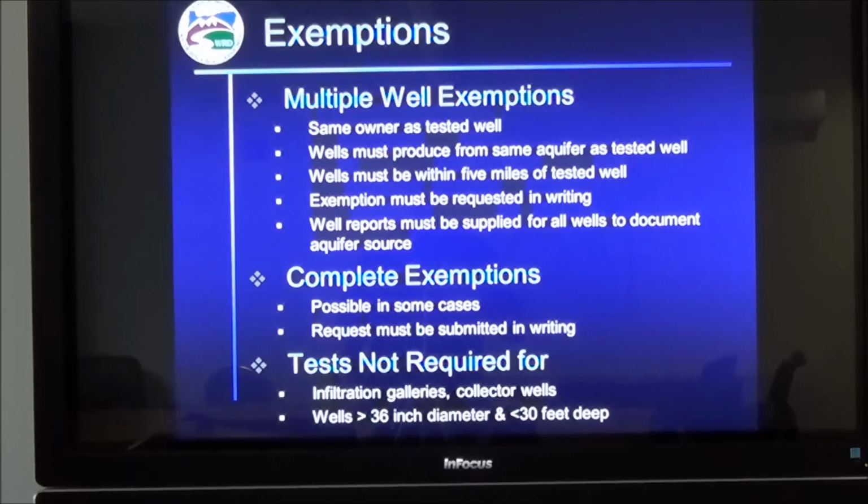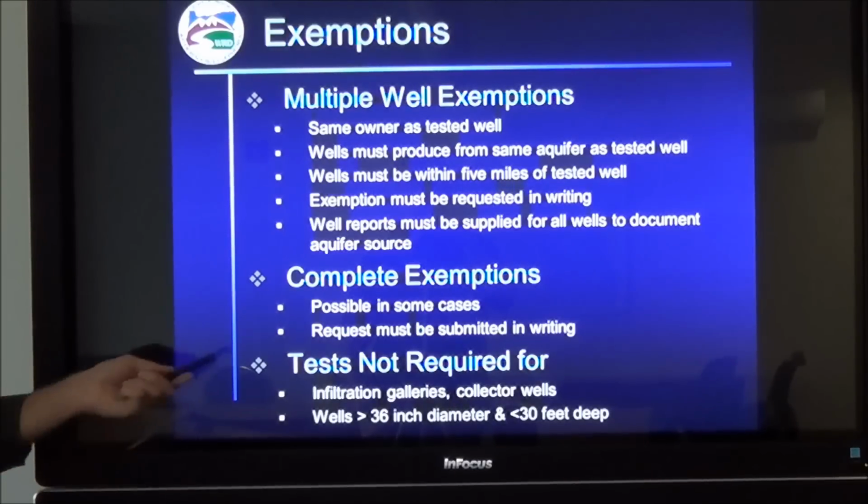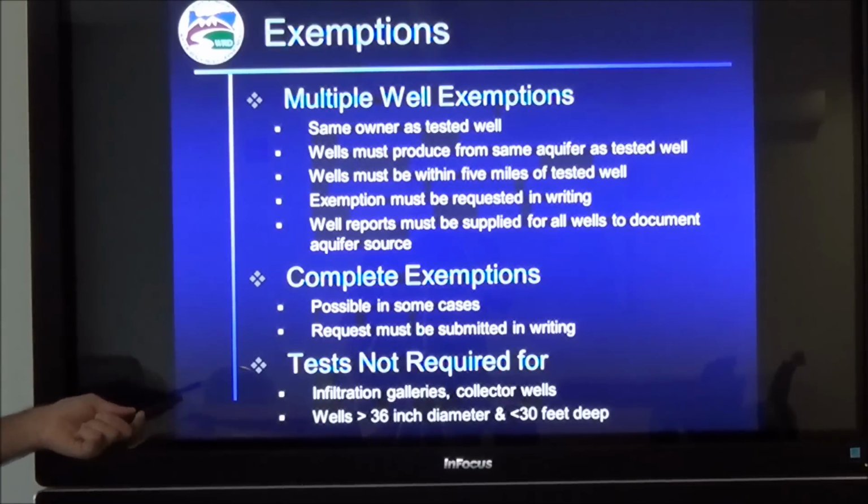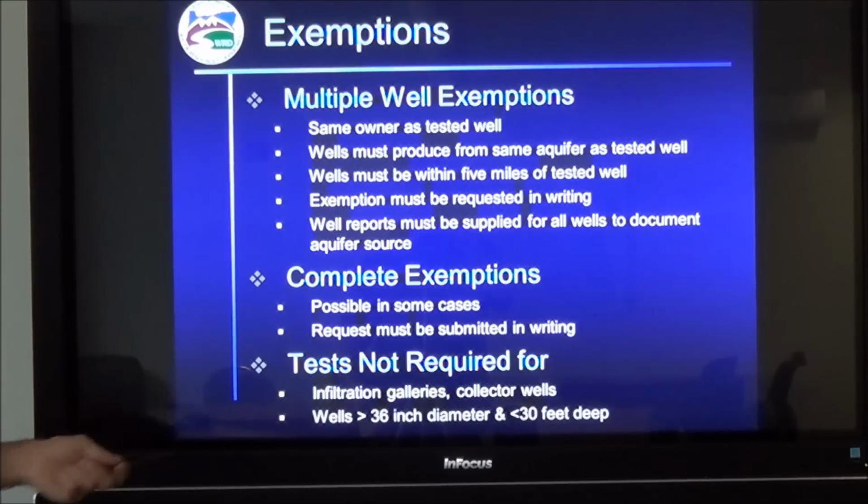In certain cases there's complete exemptions from the program. It doesn't happen a lot, but if there's absolutely no way to measure the drawdown in a well, then every now and then we can give a complete exemption. That also must be submitted in writing. And we don't require tests for infiltration galleries or collector wells or wells that are greater than 36 inches in diameter or less than 30 feet deep.